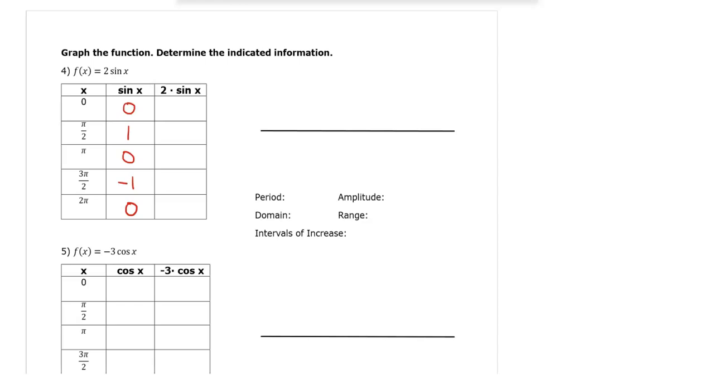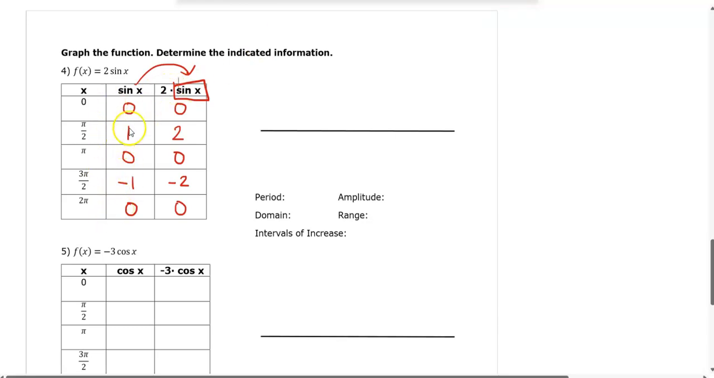So now what I need to do is figure out what 2 times sine x would be. What is 2 times 0? 0. What is 2 times 1? 2. What is 2 times 0? 2. What is 2 times negative 1? Negative 2. What is 2 times 0? 0. So you see, this sine x is that whole column right here. I'm just doing 2 times whatever I have in this column. So 2 times each one of these values is what I'm getting here.